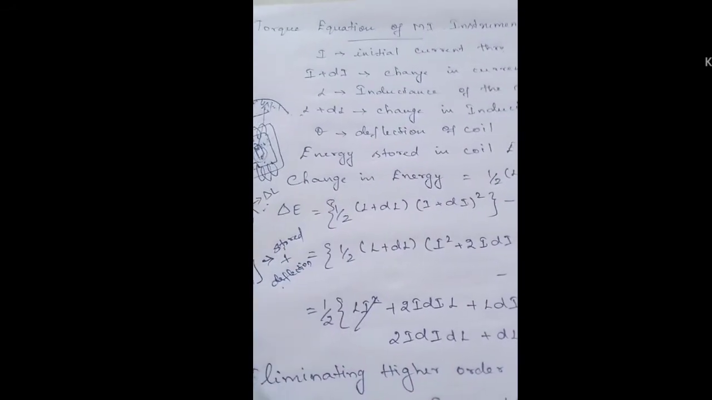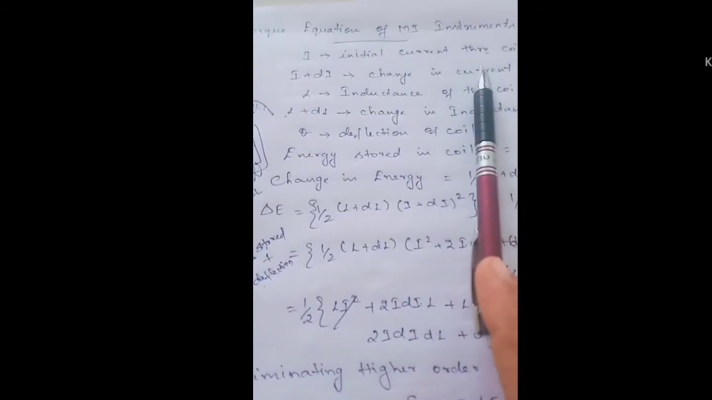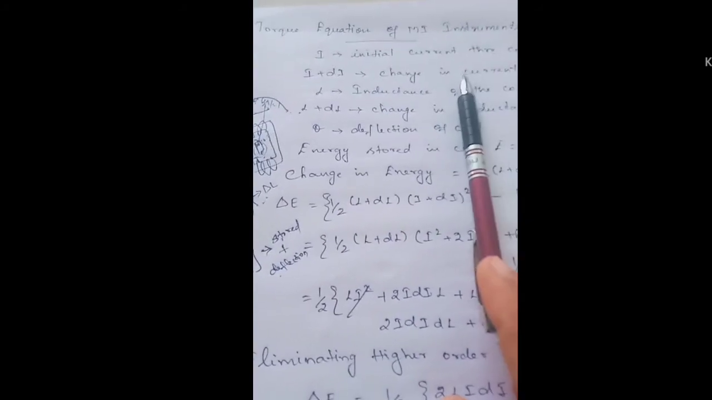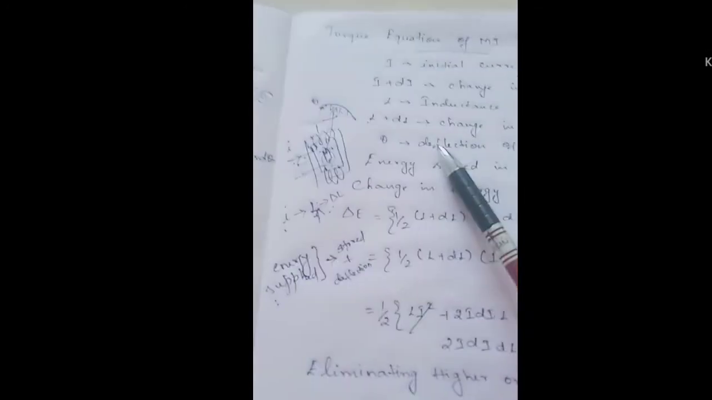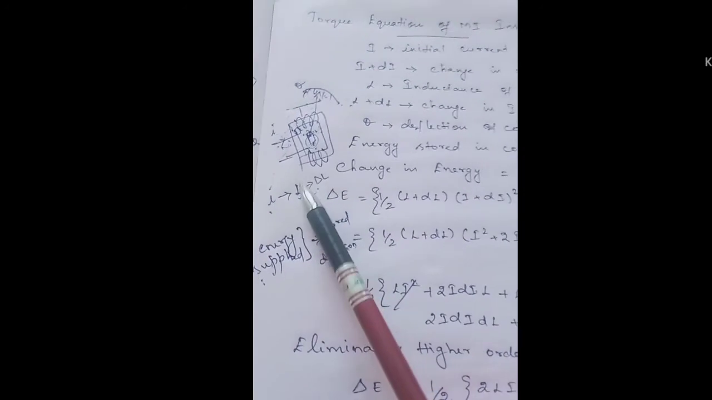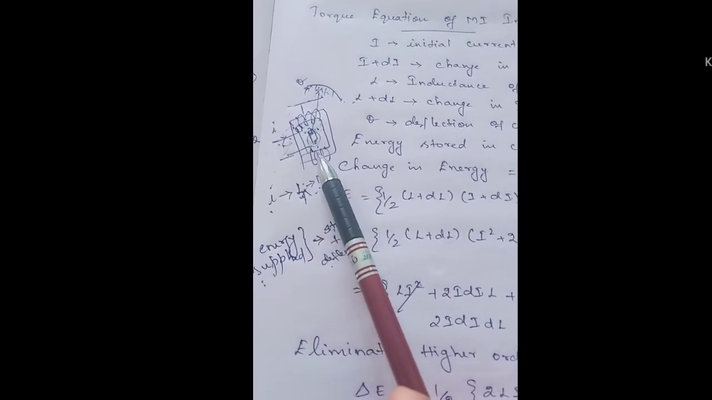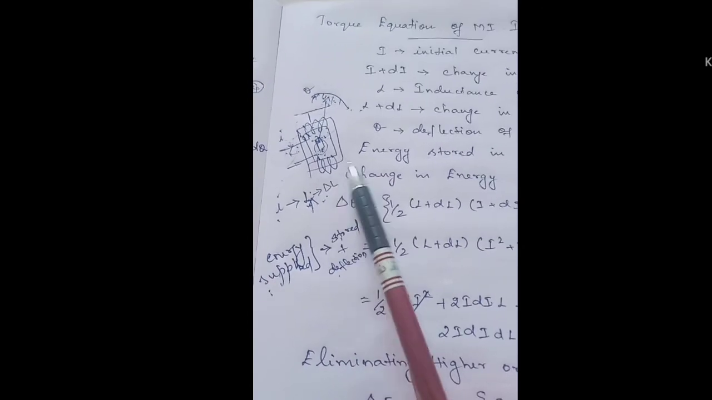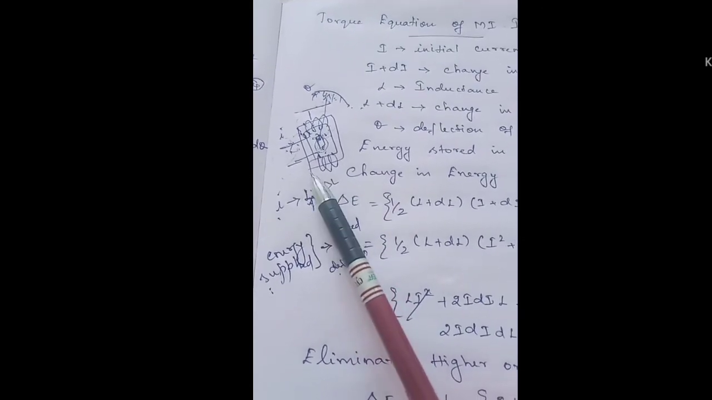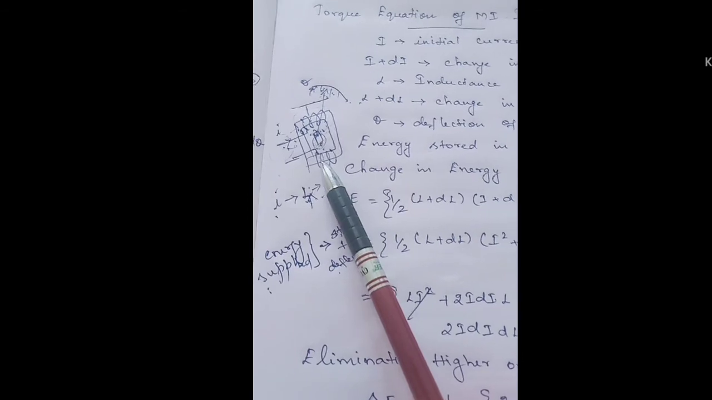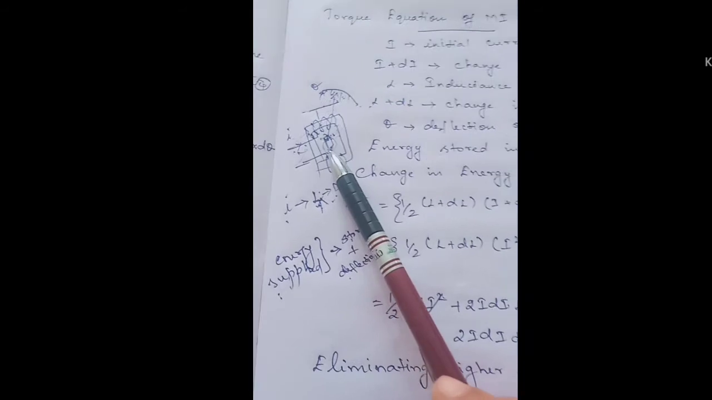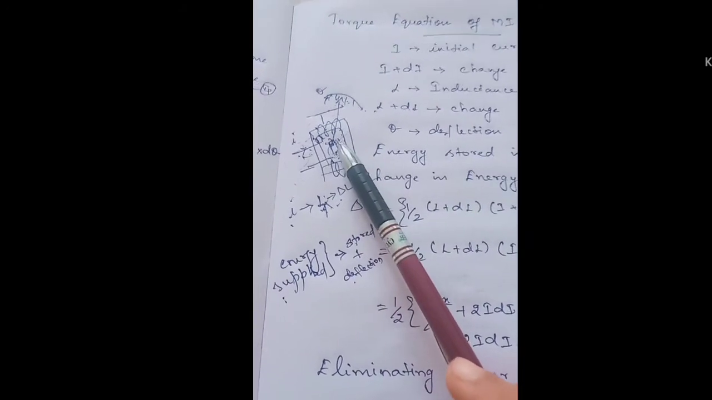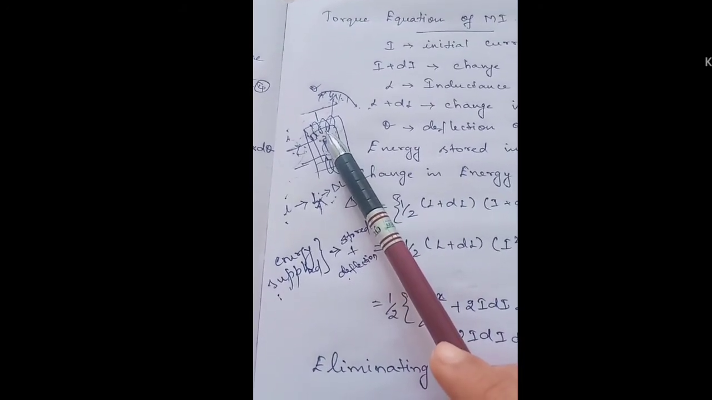So now we shall derive the torque equation of MI instruments. Before entering into this derivation, let's see how it operates and what all the terms involved in its operation are. Initially we pass the current that is to be measured into this coil. So this coil gets magnetized and acts as an electromagnet. And when a soft iron piece is placed in this magnetic field, it gets attracted.